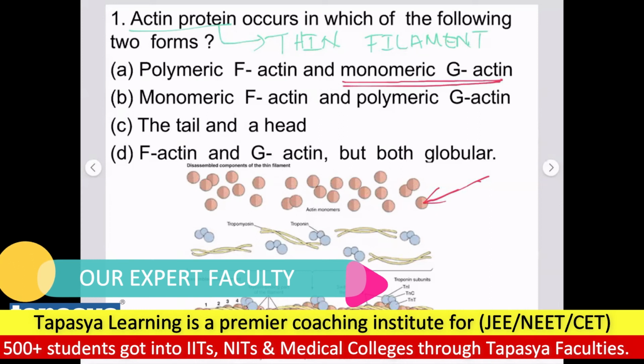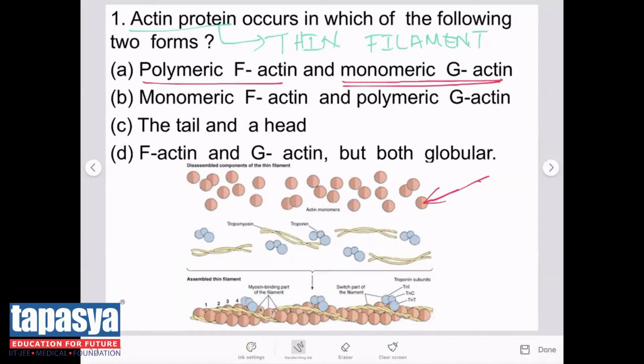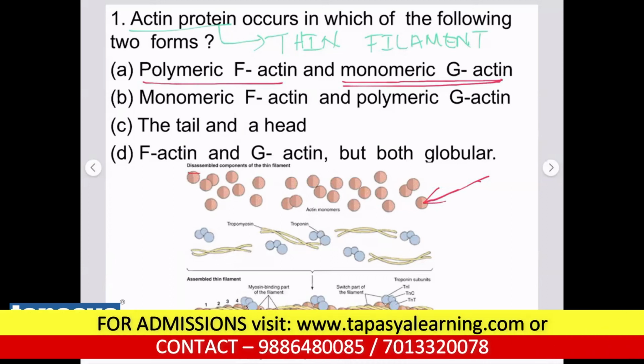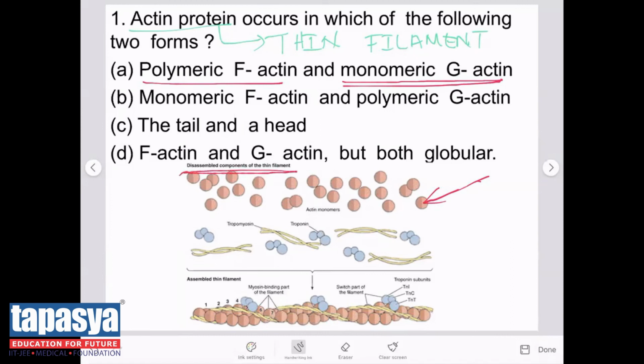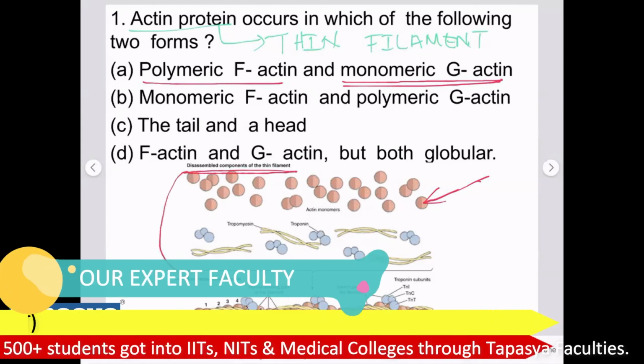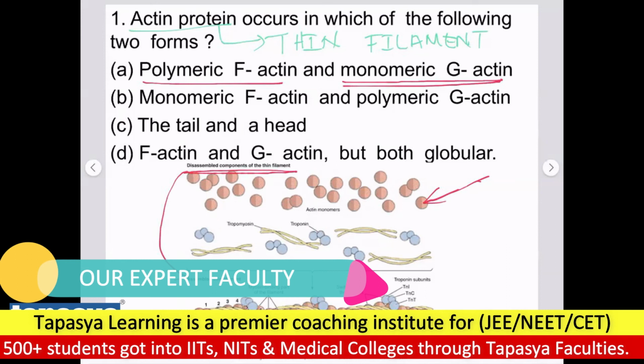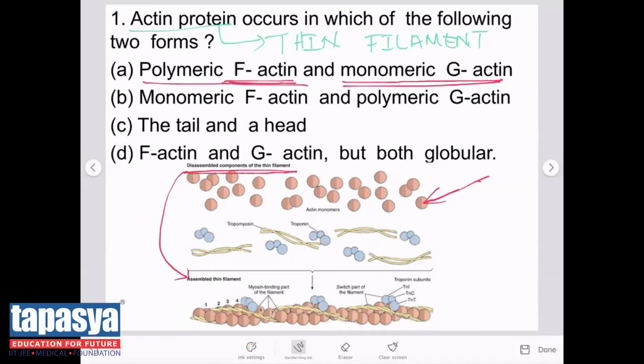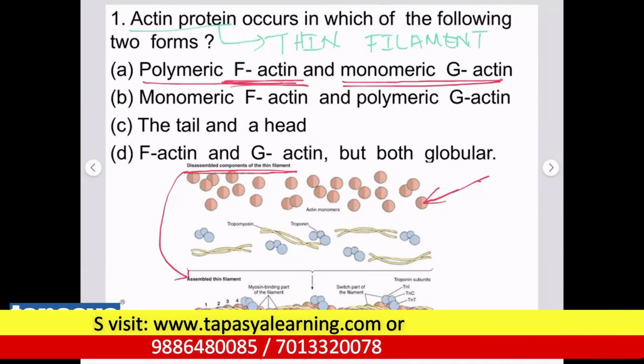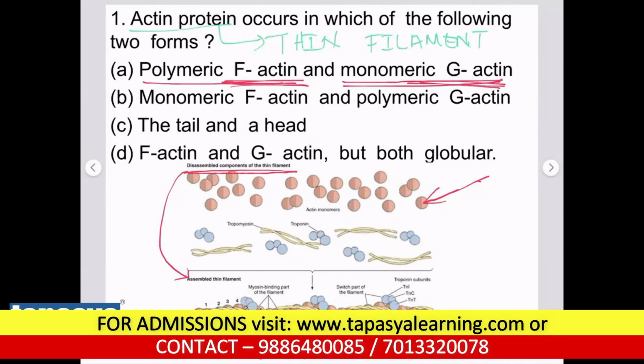The forms are separate. You can find them, they are all separated from each other. But when it forms a polymer, what do you mean by polymer? They all join together. If you observe, it says disassembled components of thin filament here, and below that it is an assembled filament. When it forms an assembled filament, it is going to form polymerized F actin. If it is separate, it is going to form monomeric G actin.